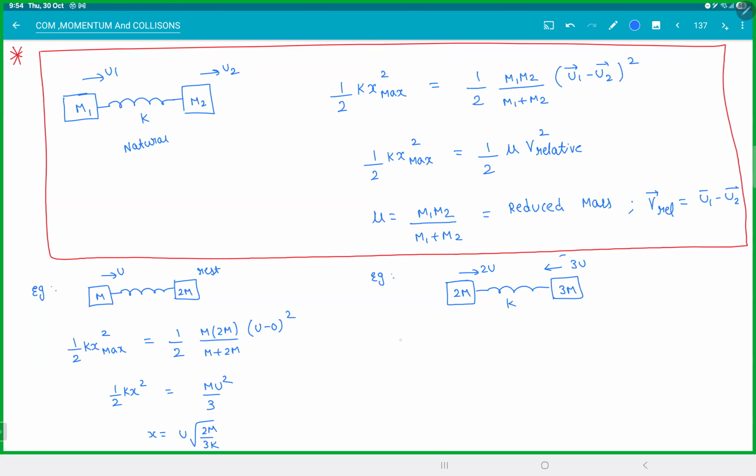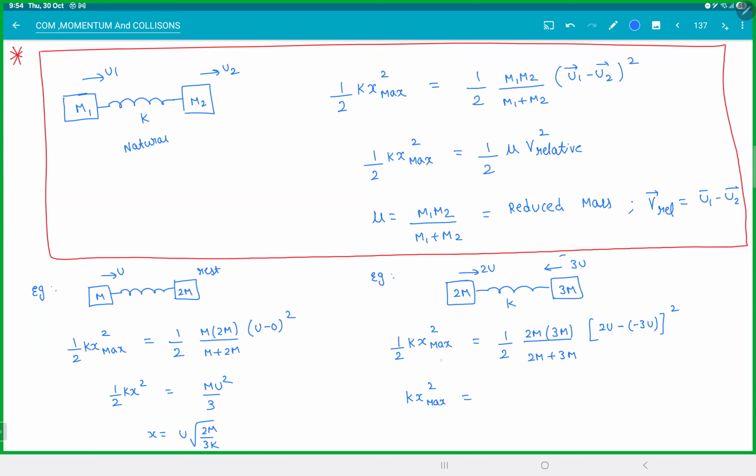Let's see. Half k x max square, half, reduced mass is 2m into 3m by 2m plus 3m. Now be careful. V relative square is (2u minus of minus 3u) square. V relative, and both are going opposite to each other. That will be 5u. It's u1 bar minus u2 bar. It is not magnitude of u1 minus u2. Clear with that? I think people goofed up. So be careful there.